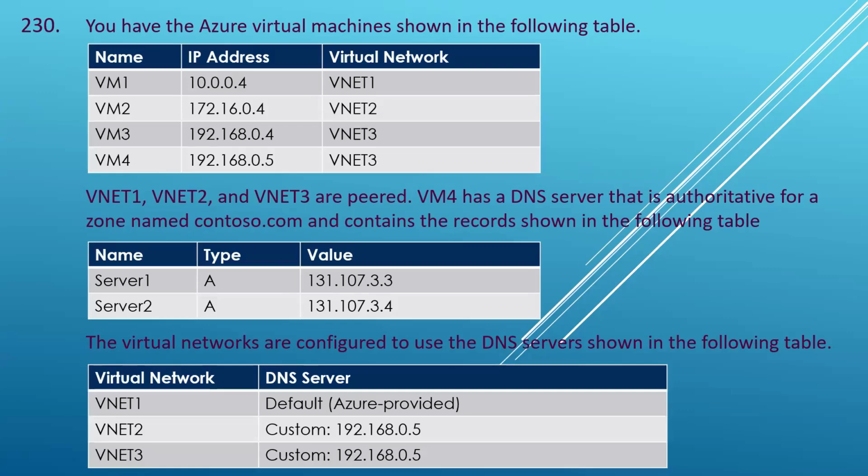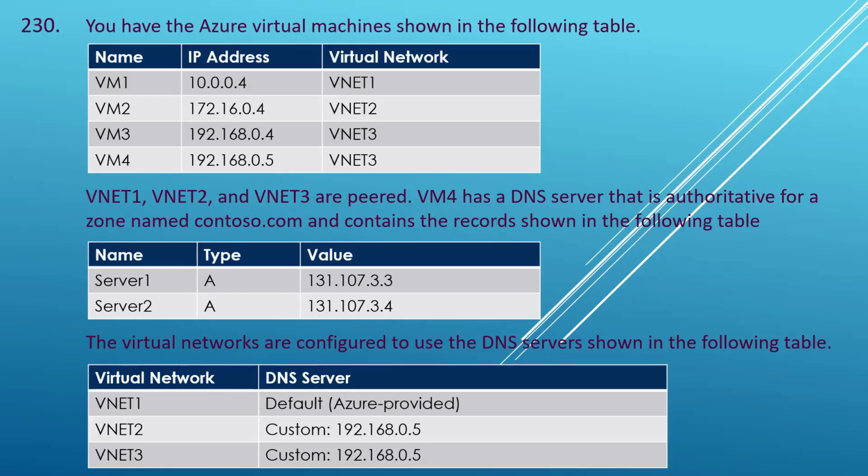VNet1, VNet2, and VNet3 are peered. VM4 has a DNS server that is authoritative for a zone named contoso.com and contains the records shown in the following table. You have 2 records with the name of server 1 and server 2. Both of them are type A records. Server 1 is pointing to 131.107.3.3 and server 2 is pointing to 131.107.3.4. The virtual networks are configured to use the DNS server shown in the following table.